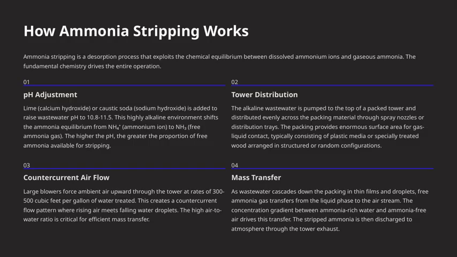Finally, as the wastewater flows down through the packing in thin films and droplets, the free ammonia gas transfers from the liquid into the airstream. This transfer is driven by the concentration gradient, the ammonia-rich water versus the ammonia-free air. Once the ammonia is transferred, it is carried out through the tower exhaust and released into the atmosphere. Overall, this process effectively removes ammonia from wastewater by leveraging chemistry and engineering principles to maximize gas transfer.